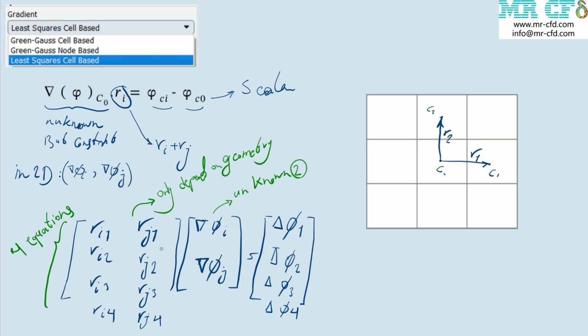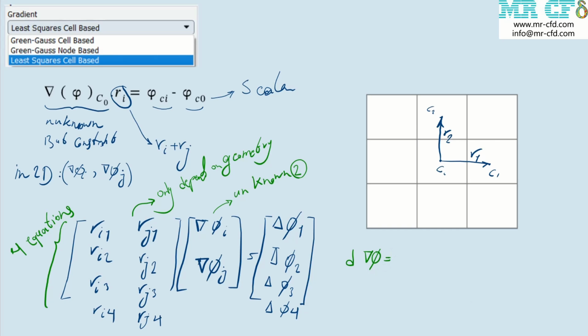The system of equations can be solved if there are exactly as many equations as unknowns. Since we typically have more neighbor cells than spatial dimensions, the equation system is overdetermined. There are more constraints than needed. The least squares method is used to find an optimal solution by minimizing the error.